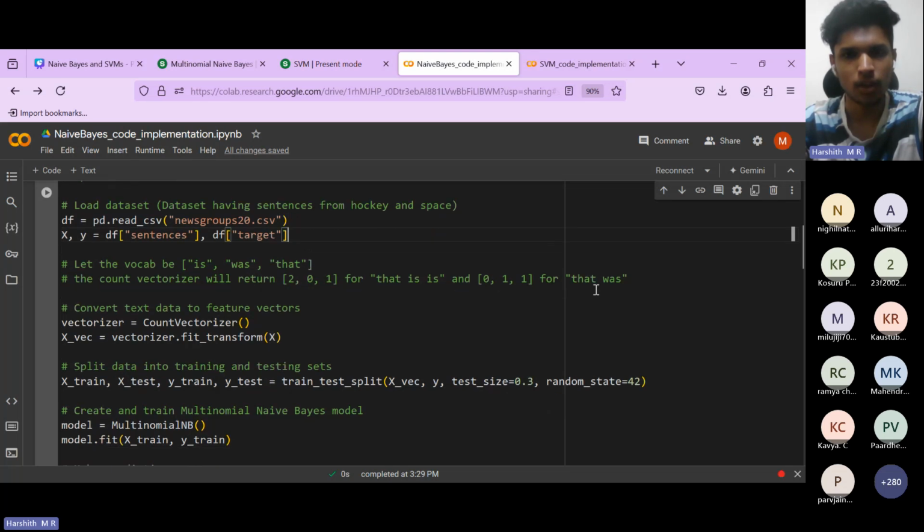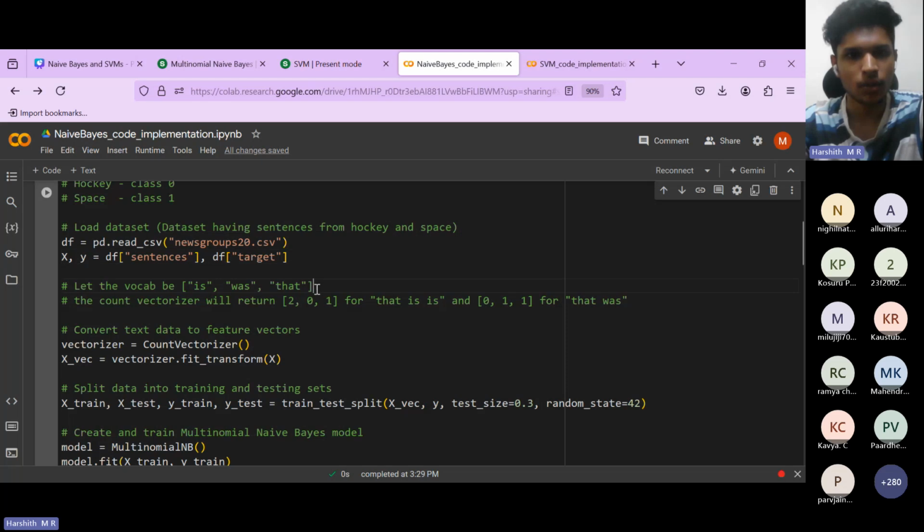I'll tell you what CountVectorizer does. Let's say our vocabulary has 3 words: is, was, and that. So what will our CountVectorizer return for the message "that is is"? Basically, the word is is present twice in the message, and in the vocabulary it's present in the first index, the index numbered 0. So since is is present twice, the CountVectorizer would return 2. And was is not present in the sentence, so it would return 0. And that is present only once, so it would return 1. So why are we converting the messages into numbers?